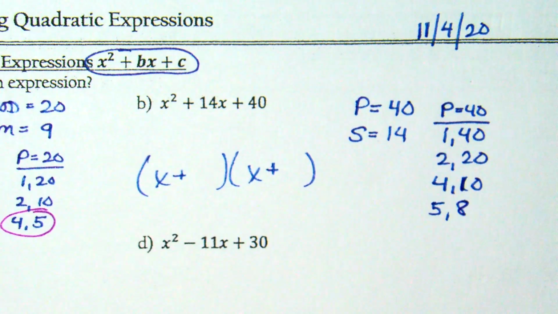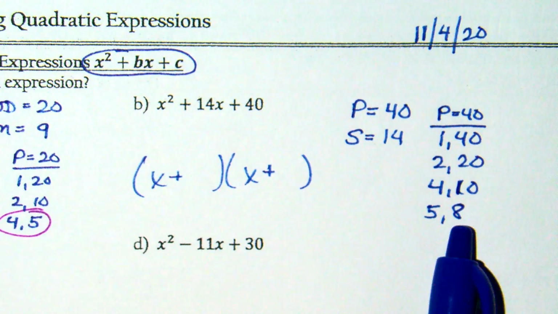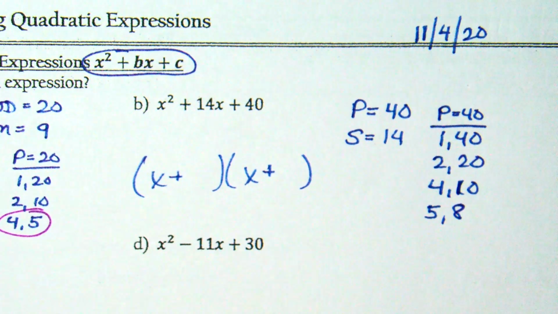6 times what is 40? Nothing. You guys are all quick. You're like, you already passed the right pair. 7 times what? Nothing. And then what am I back at? 8 that I've already used. Okay? That's just how I go about getting my possible pairs. Basically, if you get to a number that you've already used in the past, then you know you've gone as far as you can.